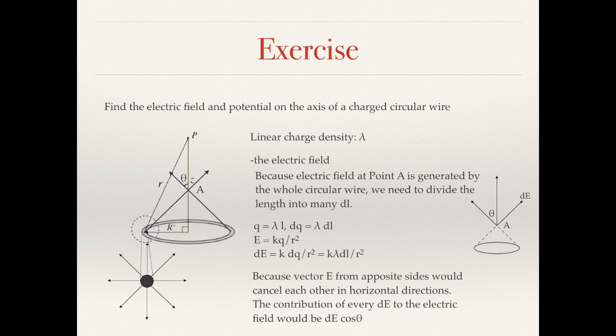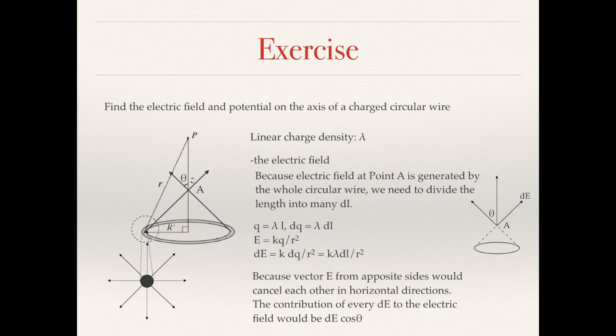So let's do an exercise now. It might be a little bit difficult. It is to find the electric field and potential on the axis of a charged circular wire. And again, we have a lambda for the linear charge density of the wire. On the left, as is shown in the cross section, we can see that the electric field is going out of the cross section. So first, let's deal with the electric field.